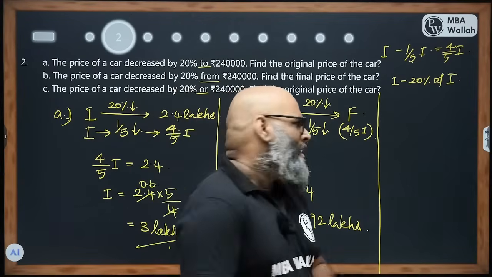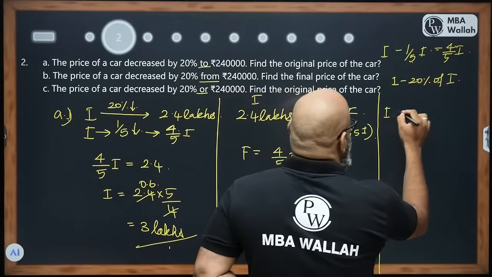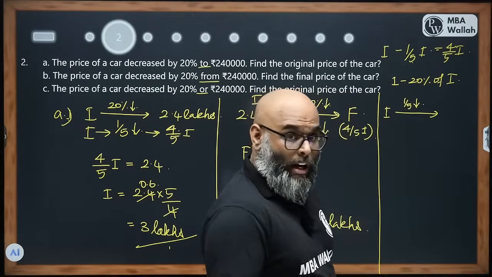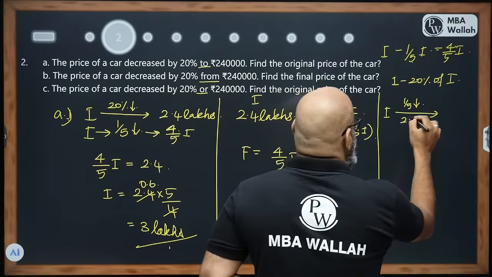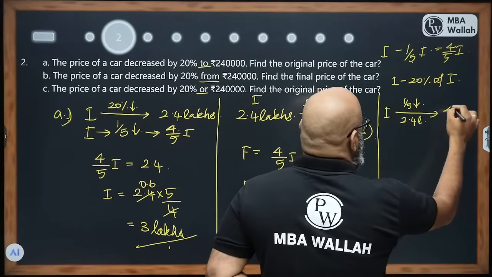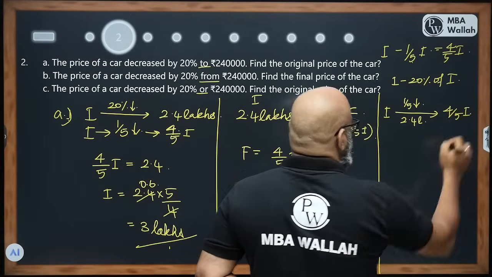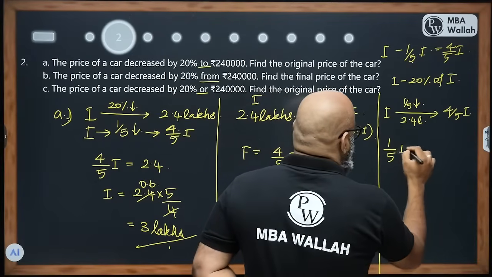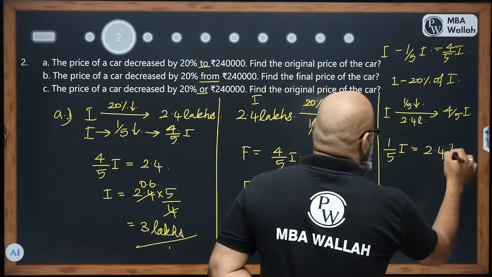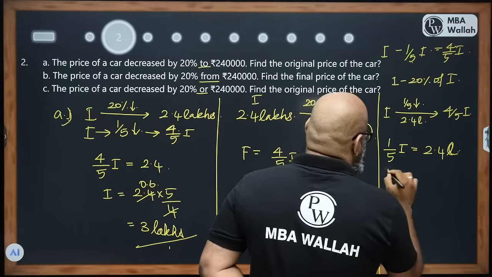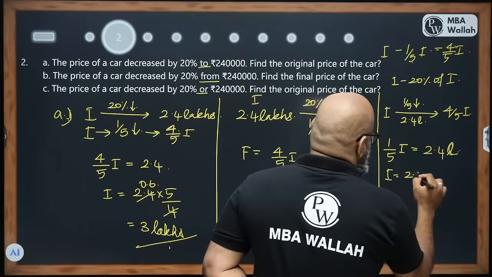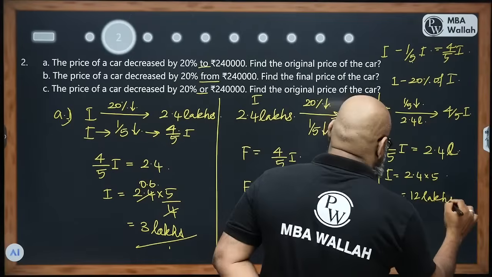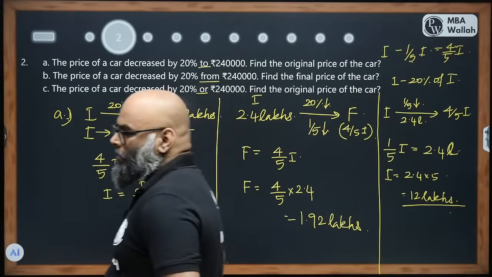Can I say that there is an initial value that has decreased by 1/5 of the value, or in other language it has decreased by 2.4 lakhs and it has become 4/5 of my initial. Or I can say 1/5 of my initial is 2.4 lakhs, or my initial value will be 2.4 into 5, that will be 12 lakhs. Clear?